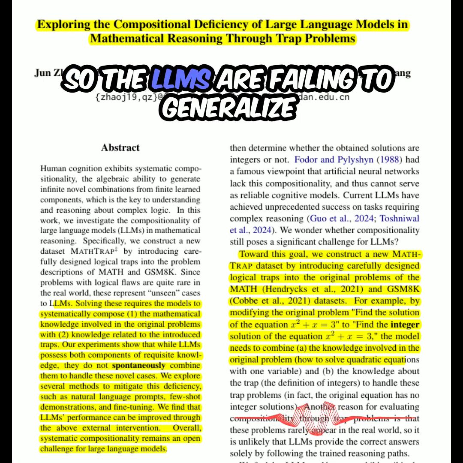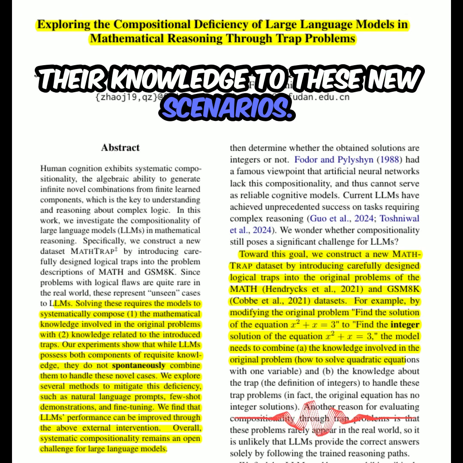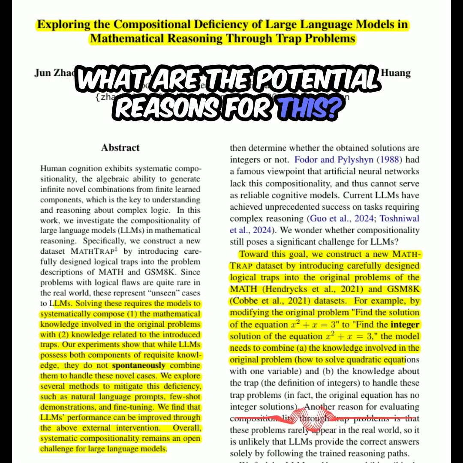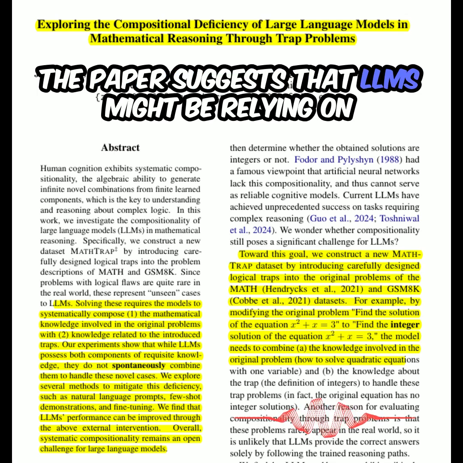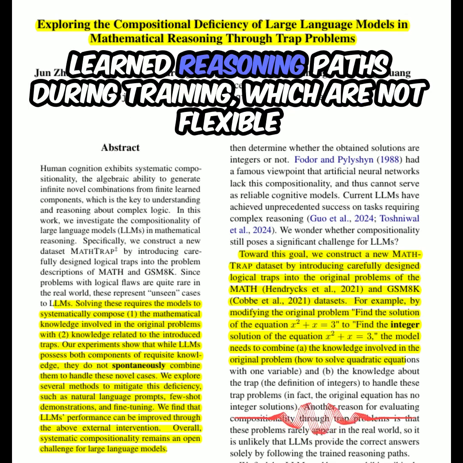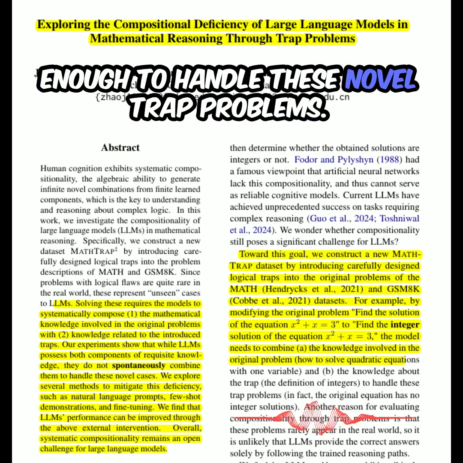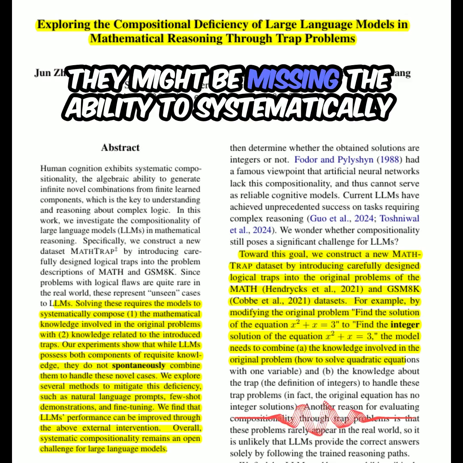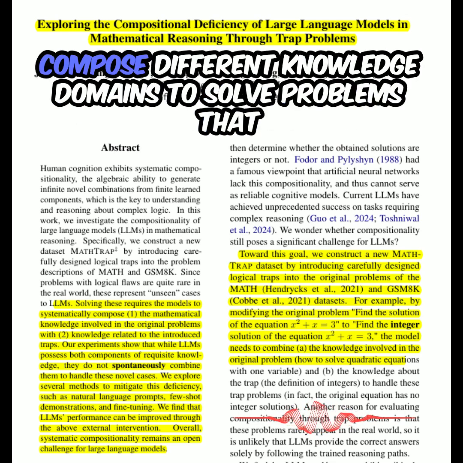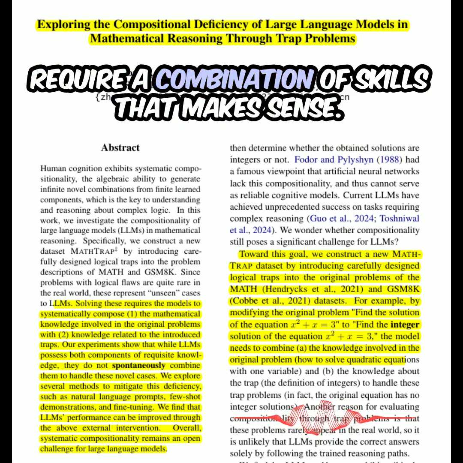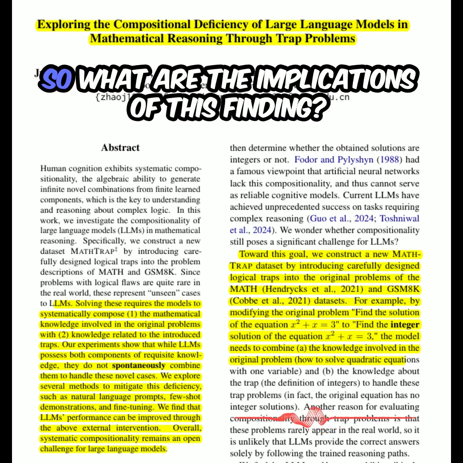So the LLMs are failing to generalize their knowledge to these new scenarios. What are the potential reasons for this? The paper suggests that LLMs might be relying on learned reasoning paths during training, which are not flexible enough to handle these novel trap problems. They might be missing the ability to systematically compose different knowledge domains to solve problems that require a combination of skills.